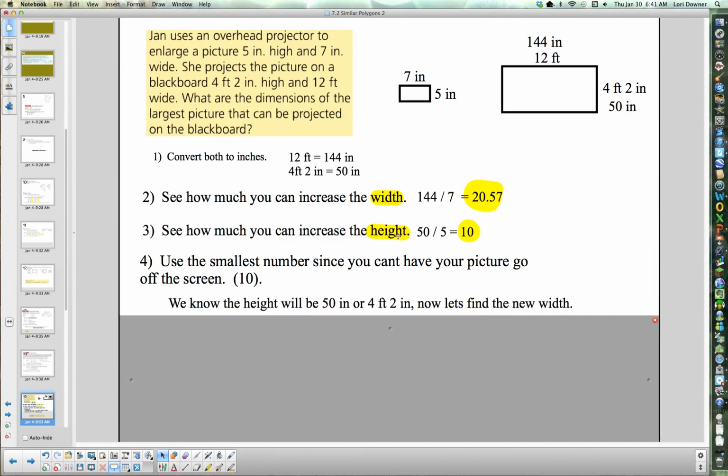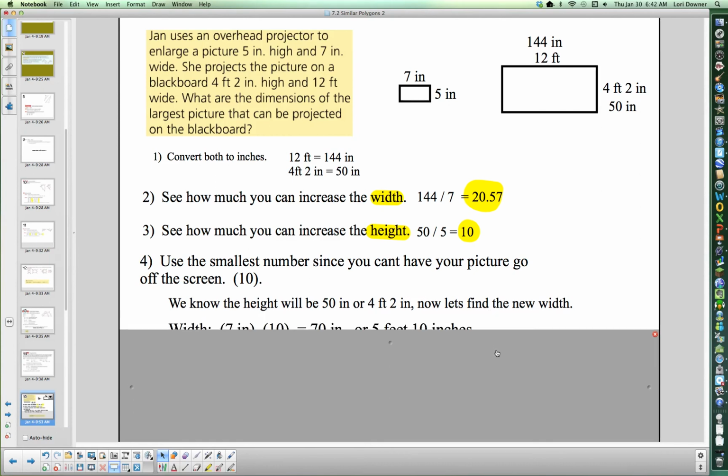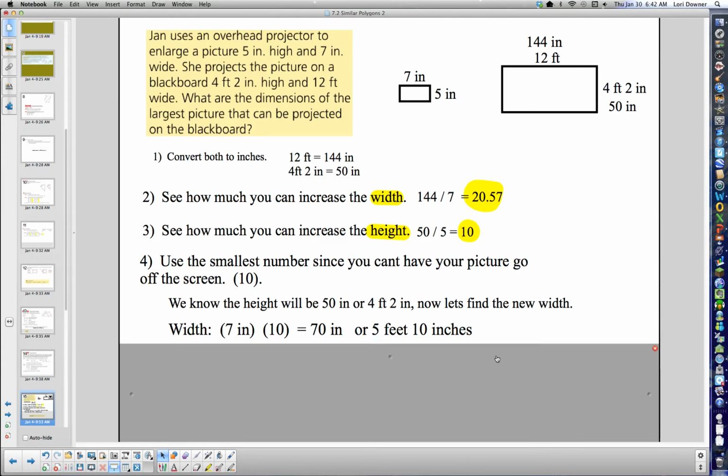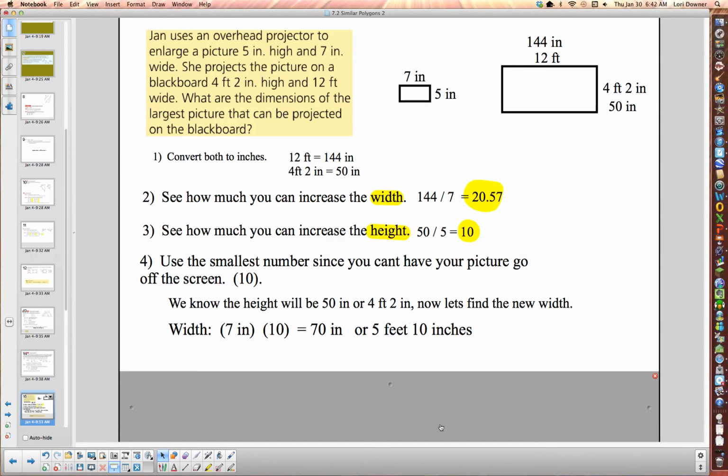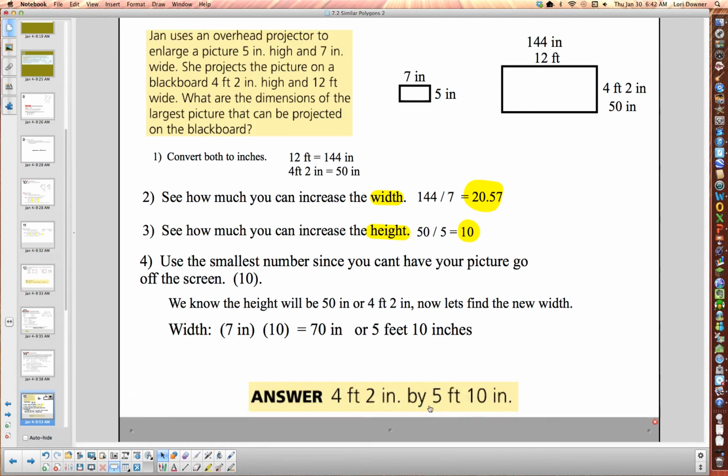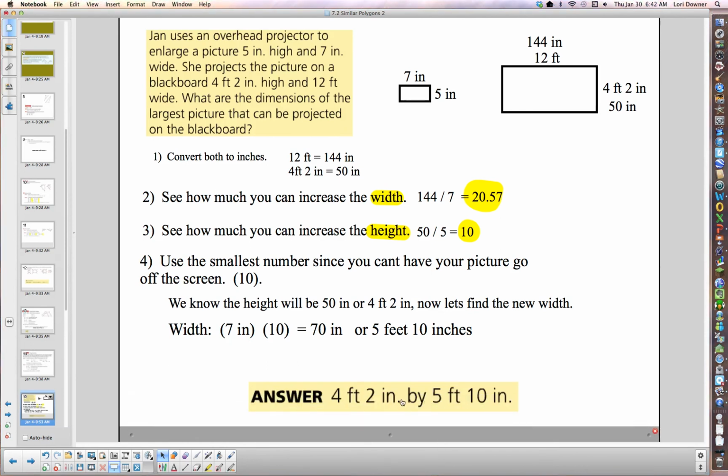Since we're using the 10, we already know the height. The height will be 50 inches. Converting that back, we get 4 feet 2 inches. Now let's find the new width. The width is going to be my 7 inches, which is my original, times 10, which is 70 inches. Converting that to feet and inches, that becomes 5 feet 10 inches. So our answer is 4 feet 2 inches by 5 feet 10 inches.